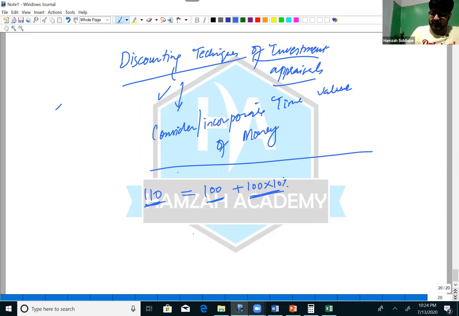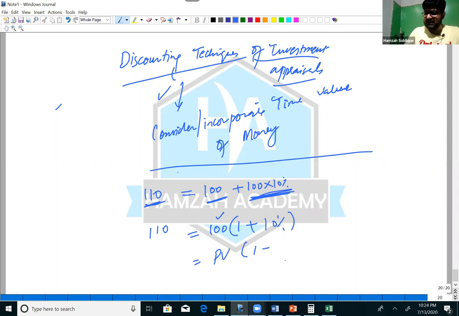If we take 100, these are two amounts, 100 common out of these two: 100 times (1 plus 10%). Simple mathematic rule. I have taken 100 common out of these two. This is the amount you are going to invest today, present value. This is the rate of return on which you are going to invest. This is the amount you will get tomorrow, future value. If you invest it for 1 year, it's power one. For 2 years, it's power two. For n years, it's power n.